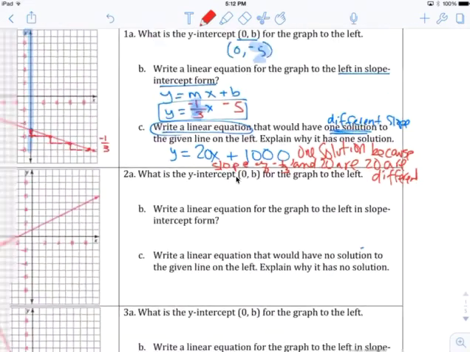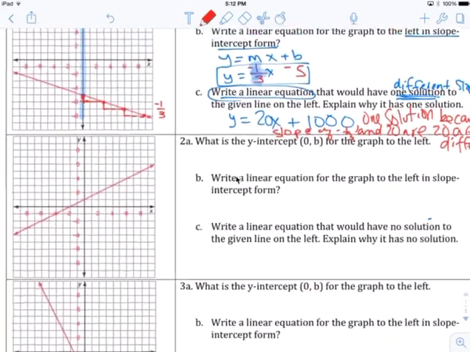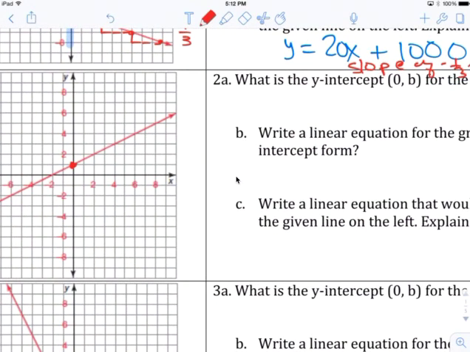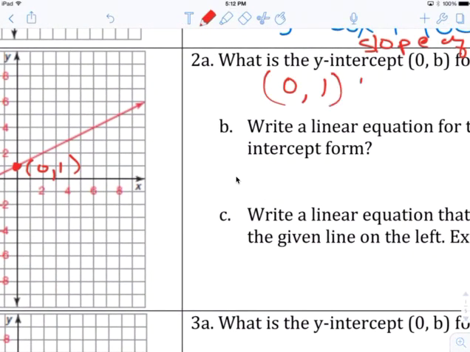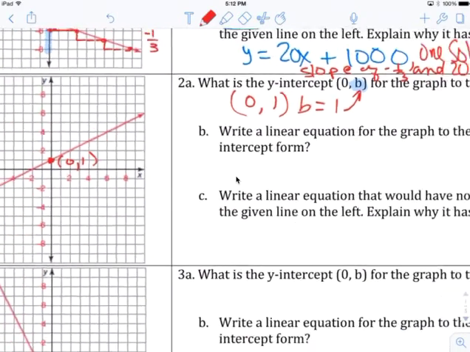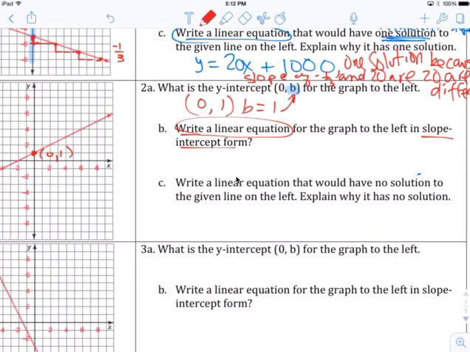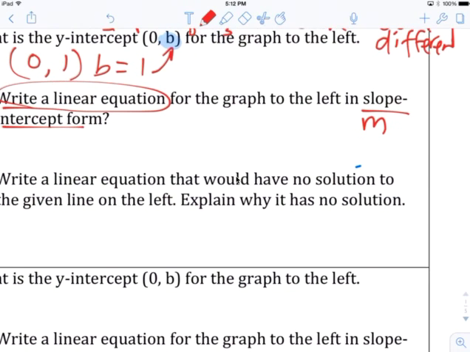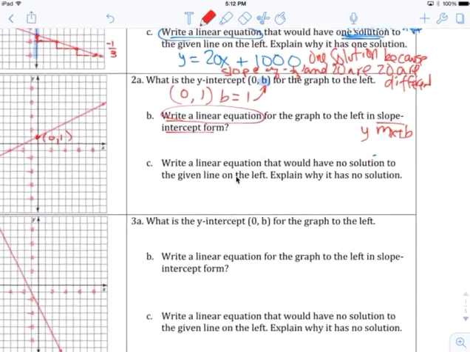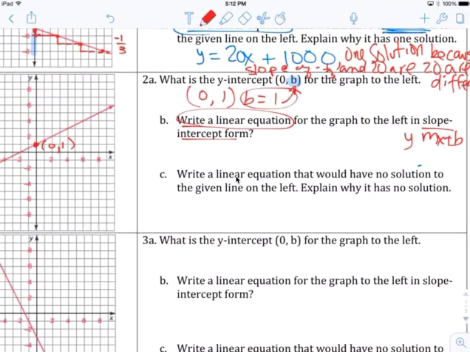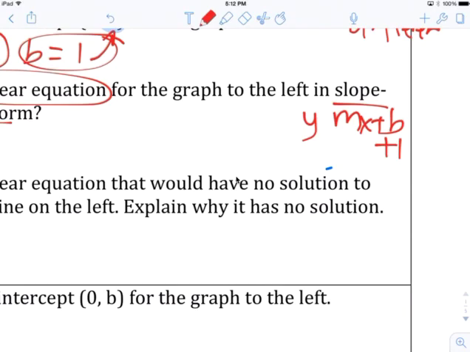Okay, so let's do this again. The y-intercept on the graph, right here, is (0, 1). So (0, 1), or b equals 1 is fine too, because you're saying that's b. They're asking you to find b. Write a linear equation for the graph to the left in slope-intercept form. Slope is m, intercept is b. So y equals mx plus b. B is 1.